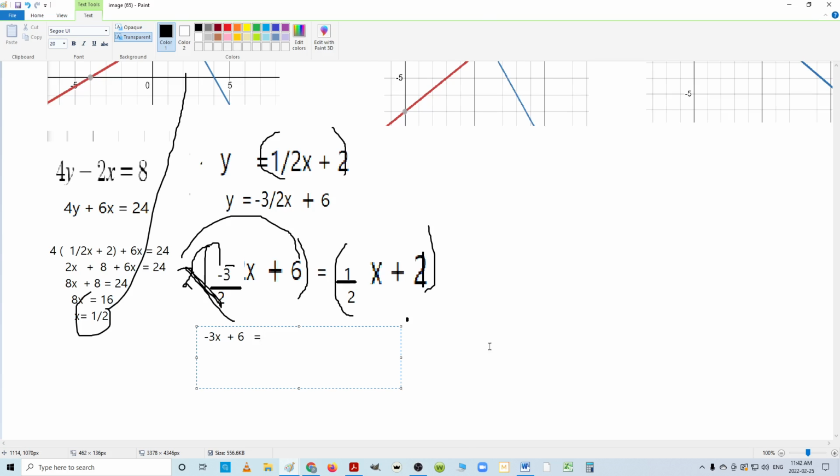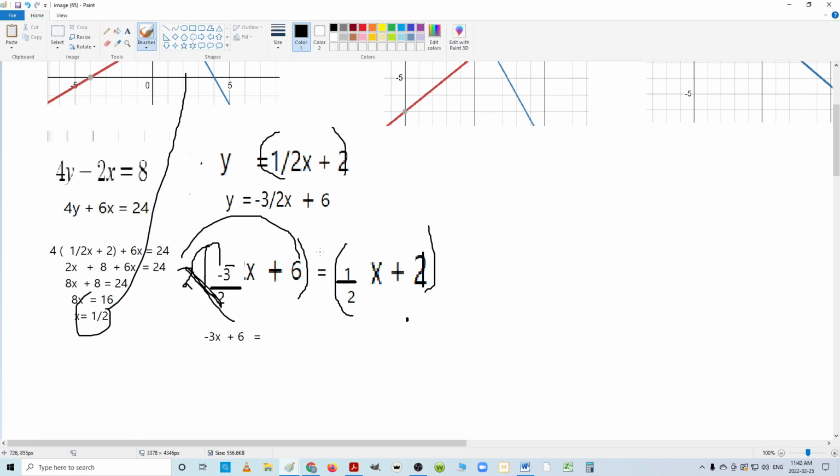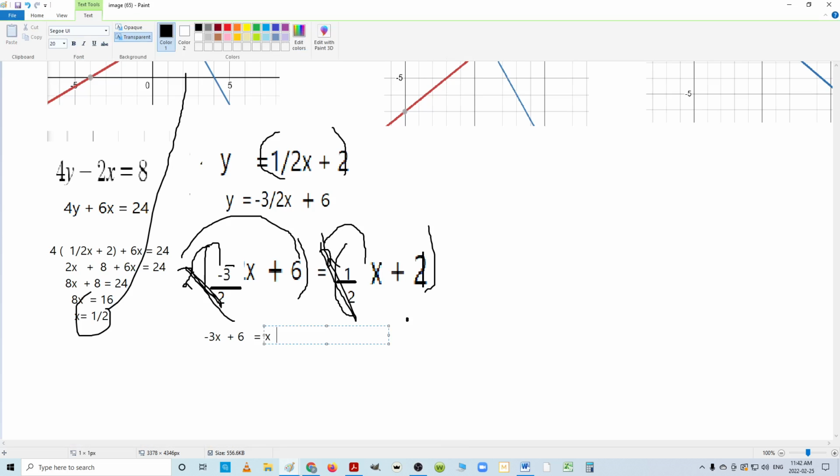And on this other side, when I multiply by 2, like I said, all that happens is the first term is the 2's cancel out. That's why we're doing it. It's equal to x. And the other one, 2 times 2 is 4. And now look at that. I have no fractions. I can just solve it algebraically. I solve it by getting all my x's to one side and all my numbers to the other side.